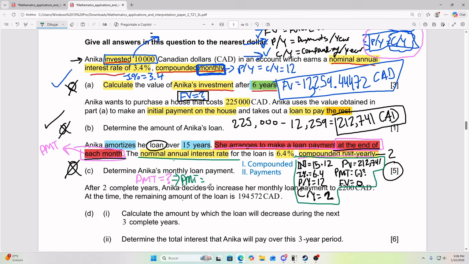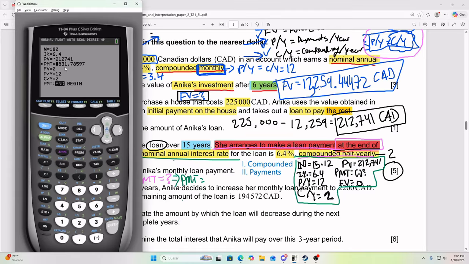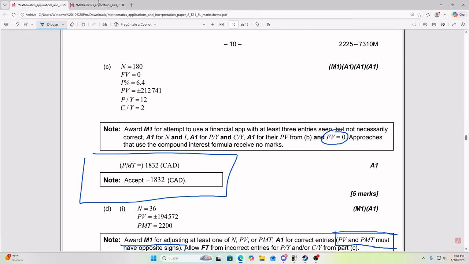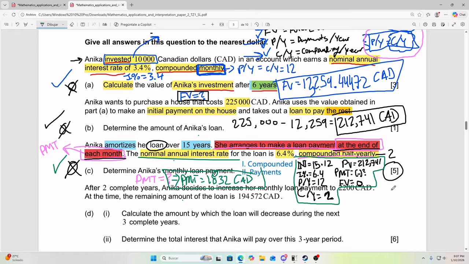So PMT in this case ends up as that 1831. If you round it up, you can leave it as 1832, which is exactly what the answer key did, just rounded over here. So that would be for part C. So notice, just understanding what PMT is helps you get 5 points.